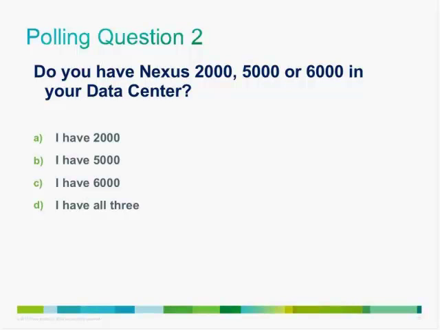So this is another polling question we have. If you have Nexus 2000, 5000, or 6000, do you have that in your data center? So this is another polling question.